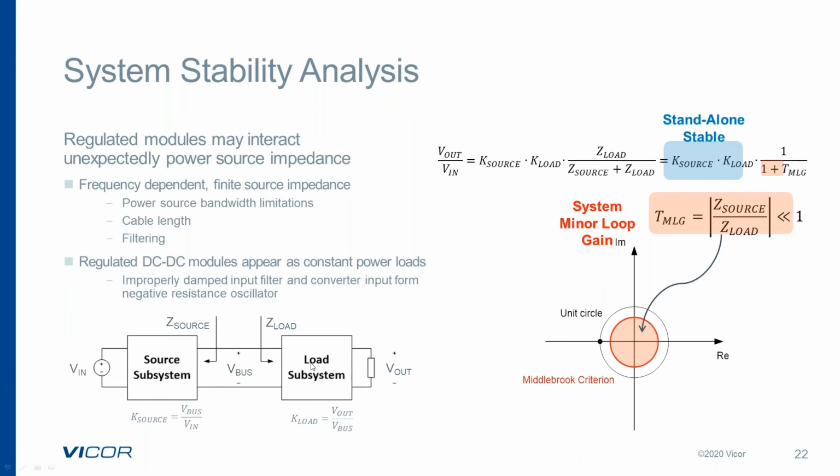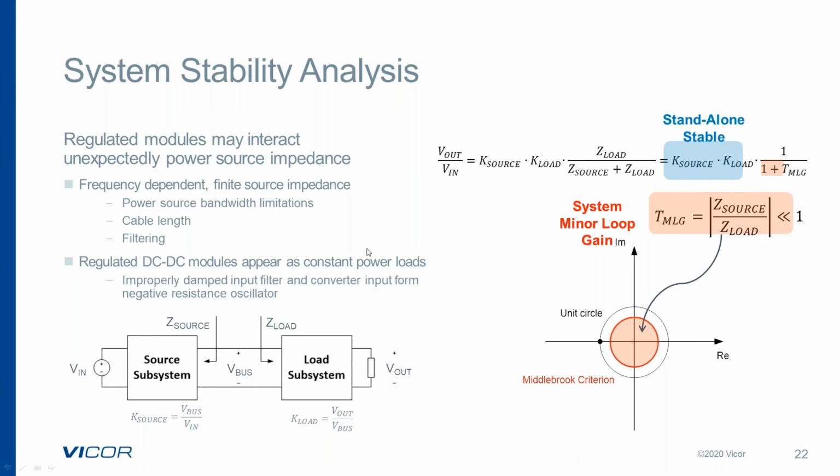And one of the ways to analyze this is to look at the ratio of my source impedance to my load impedance, or the input of the DC to DC converter. And if we look at our criteria for stability, assuming that each system is standalone stable, the ratio of the source impedance to the load impedance must be less than 1. And that will give us system stability.